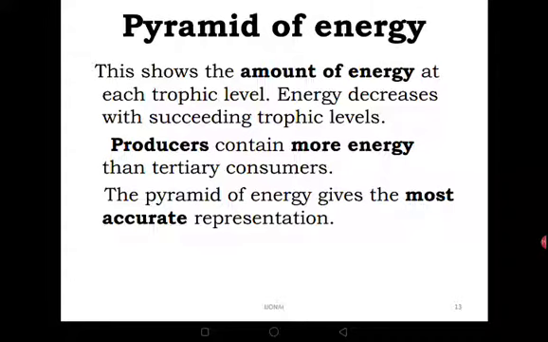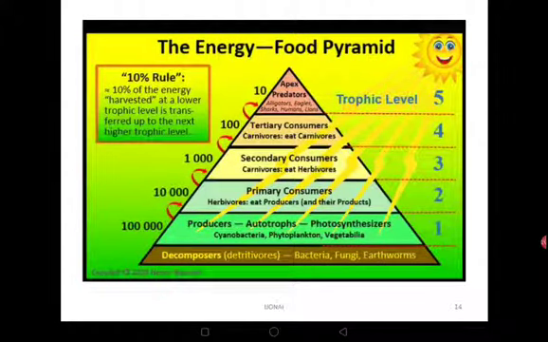Now, you know that energy in the ecosystems comes from the sun. All energy comes from the what? From the sun. Then the producers are able to fix that light energy into chemical energy. So therefore, producers, the green plants, have more energy than the tertiary consumers because they are the primary source of the energy. They are the only ones that are able to fix this energy into usable energy. So the pyramid of energy gives the most accurate representation of the flow of changes in the ecosystem.